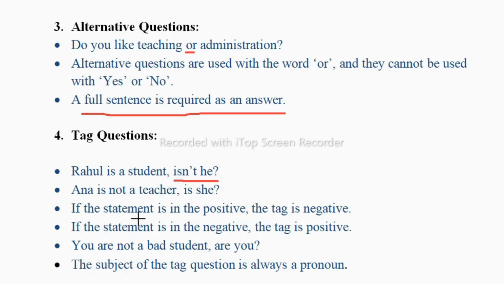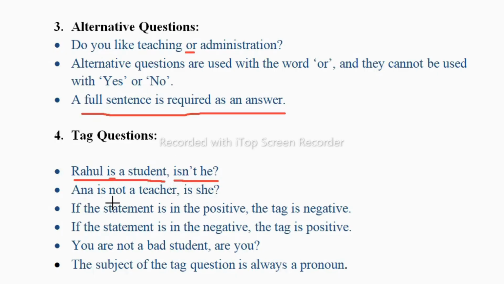Now you have to see there are two rules. If your sentence is positive, then the tag is negative, and if your statement is negative, the tag will be positive. You can see here, the statement before the comma is a positive statement. Rahul is a student, so you have to write a negative question tag, isn't he? Now this Rahul will become a pronoun. This he will come here after the comma in the question tag, and you should not use "is not he". You have to use the contraction isn't, and you have to use the given verb only to make the question tag. Isn't he? This is what we have used to make the question tag.